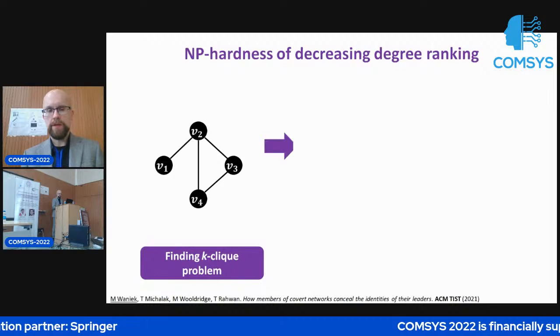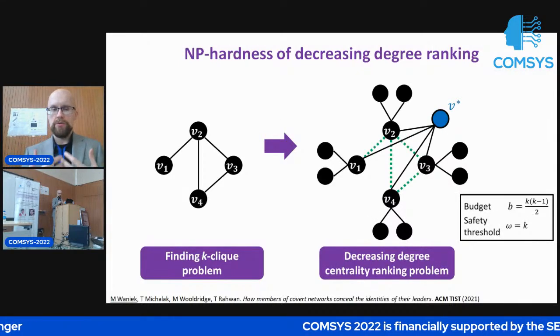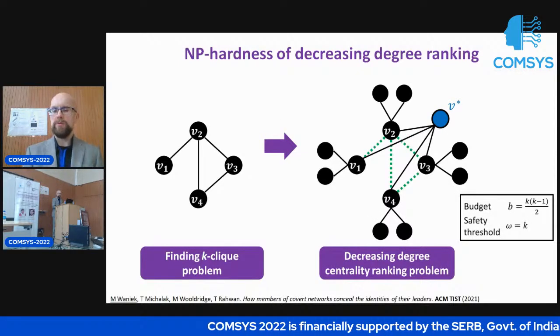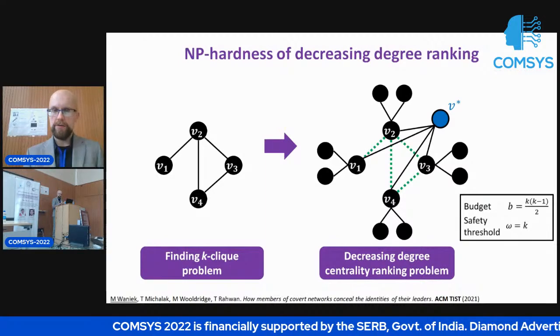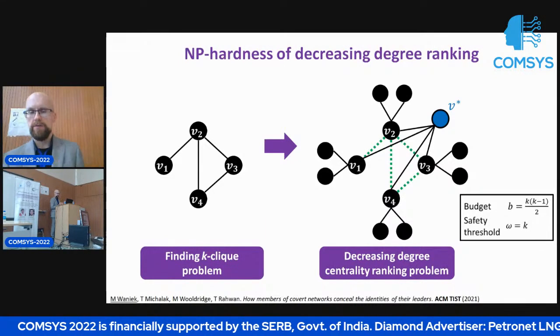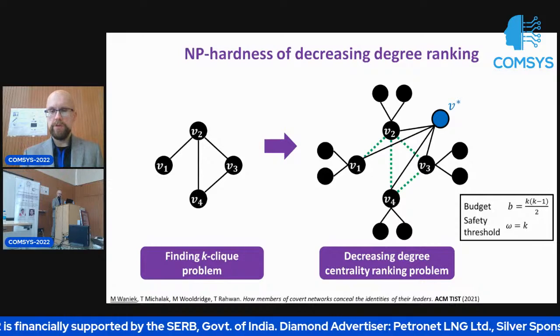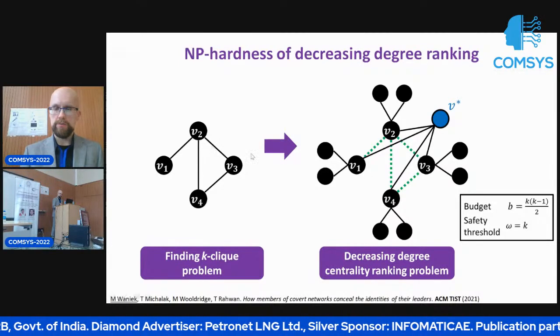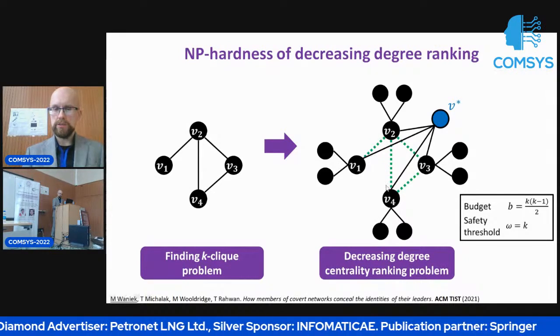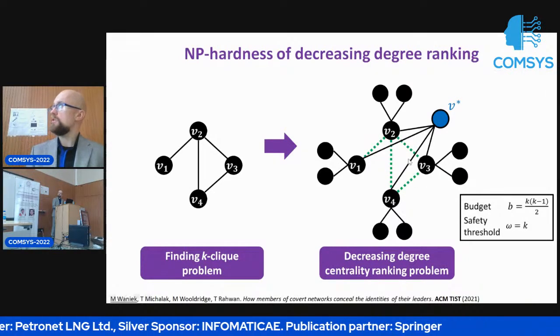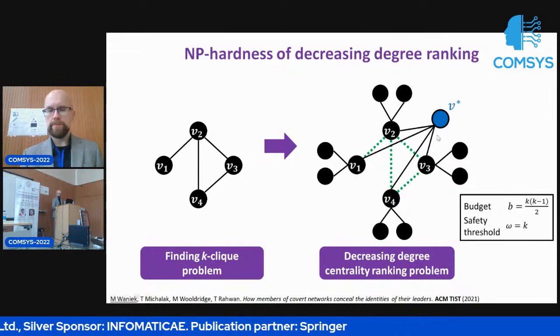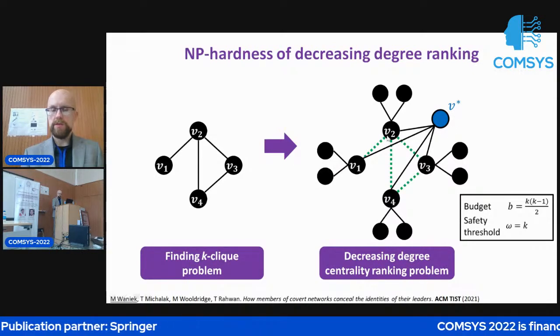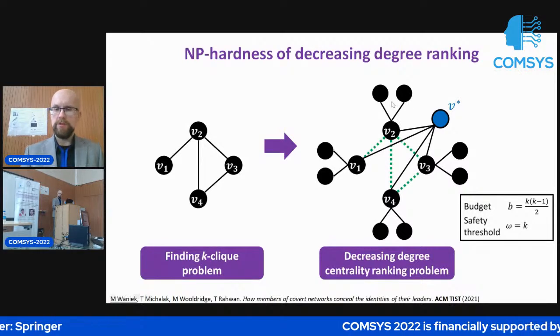What we can do is, again, construct an instance of our problem, the problem of decreasing the degree ranking of an evader, in such a way that the edges from the original network are the ones we allow to be added. This is marked by these green dotted edges here. Then we connect the evader to all of the original nodes, and we weigh down the original nodes.